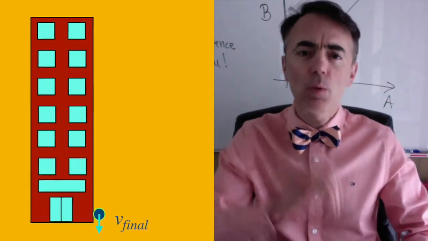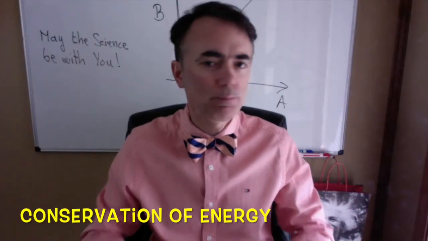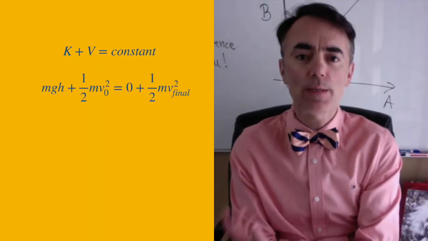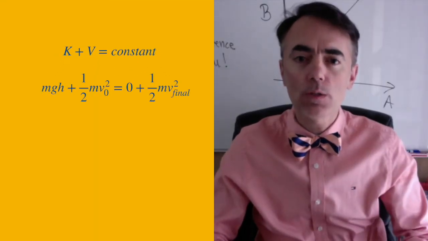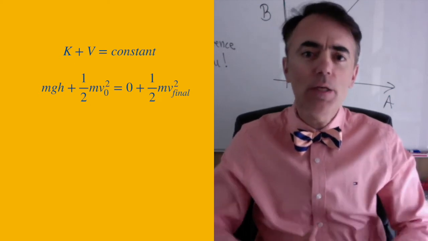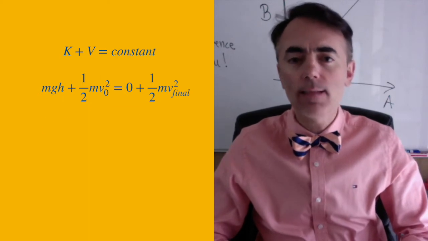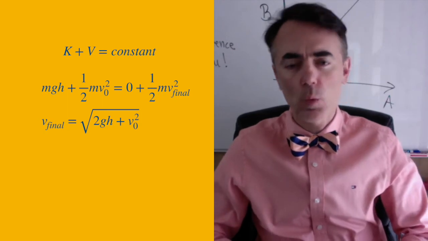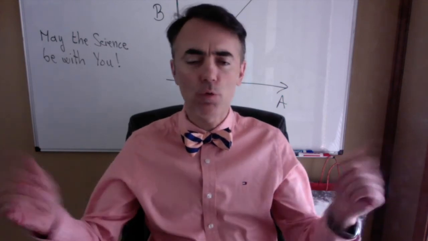What if what you're interested in is the velocity of the baseball when it reaches the floor? We can here opt to use conservation of energy. Kinetic plus gravitational potential energy is conserved: mgh plus 1/2 m v naught squared equals 0 plus 1/2 m v final squared. From here you solve for the final velocity and get that v final is the square root of 2gh plus v naught squared. We found the answer without solving any differential equation or considering any forces.